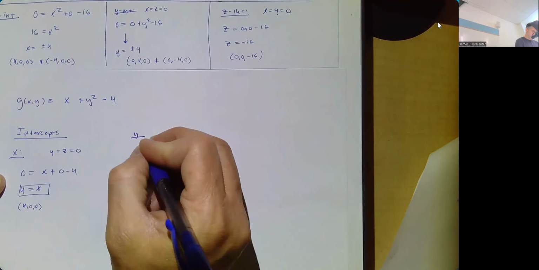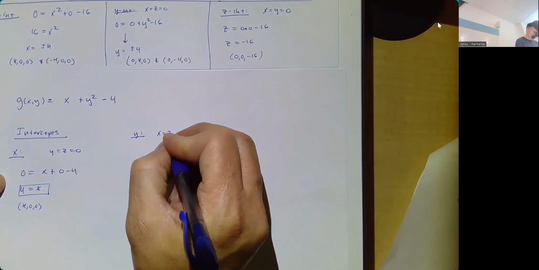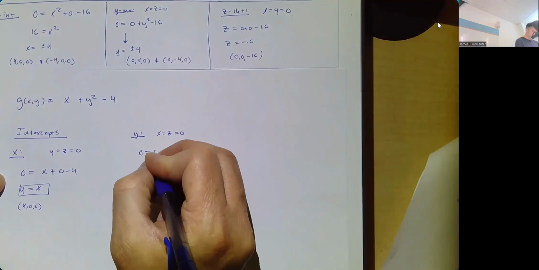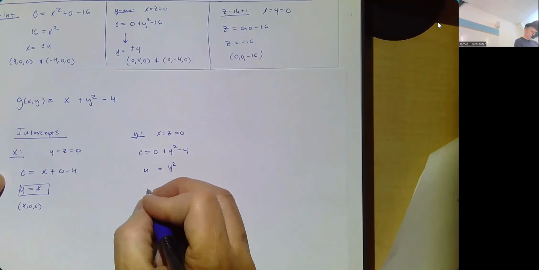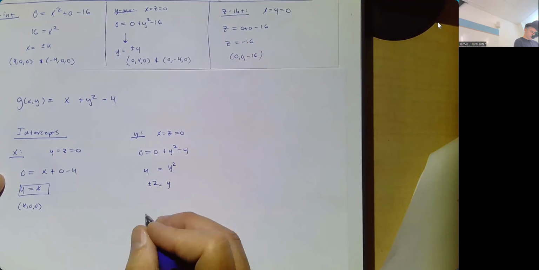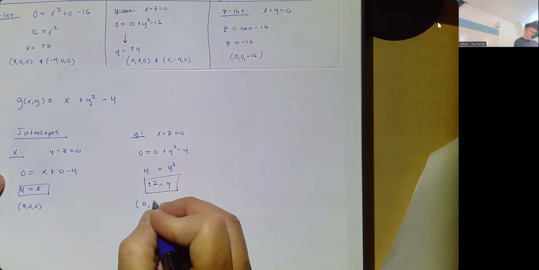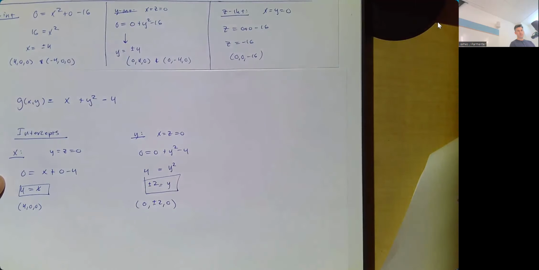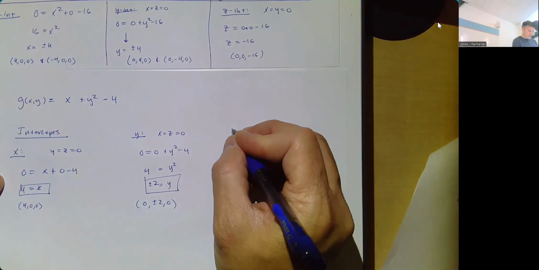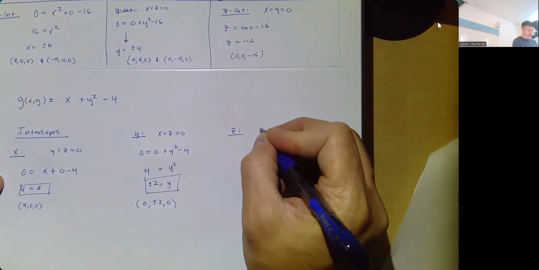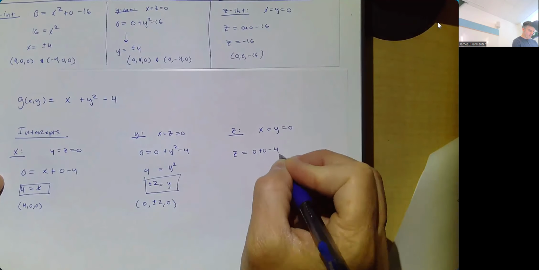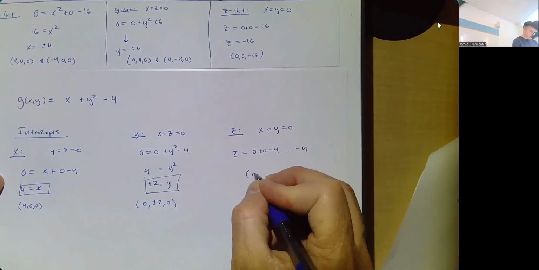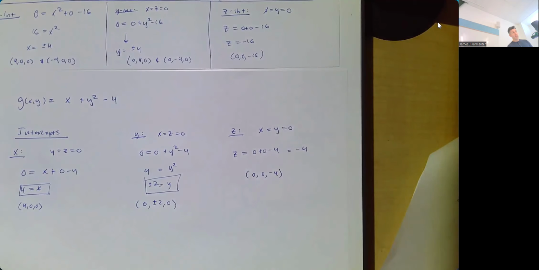For the y-intercept, we're going to set x equal to z equal to 0. We're going to get 0 equal to 0 plus y squared minus 4, so y squared equals positive 4, and y equals plus or minus 2. So our y-intercepts are (0, plus or minus 2, 0). And thirdly, finding the z-intercept, setting x equal to y equal to 0, we get z equal to 0 plus 0 minus 4, so (0, 0, negative 4). Also, if you have the intercepts, it'll help you draw the traces.